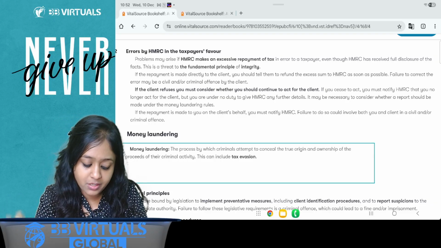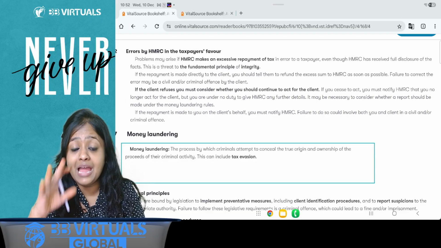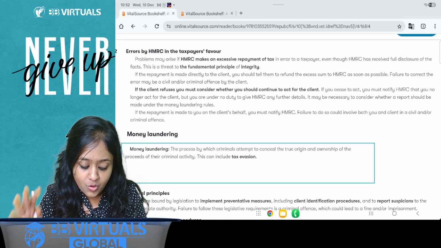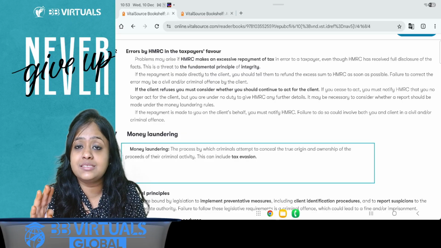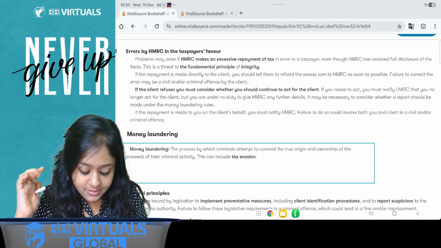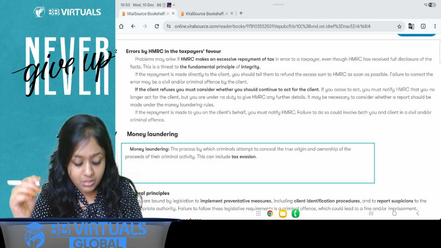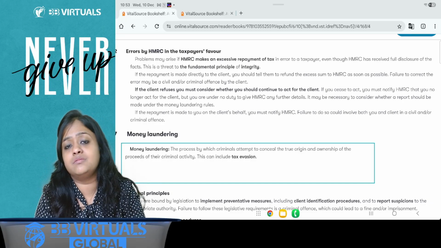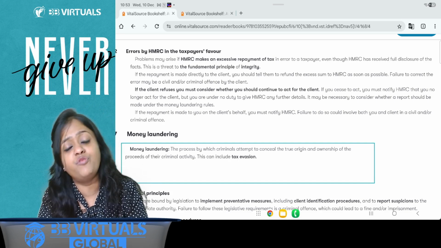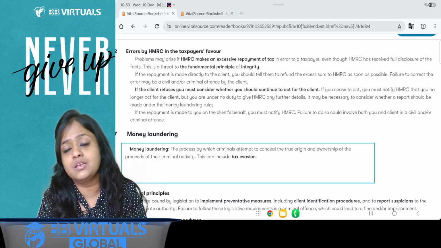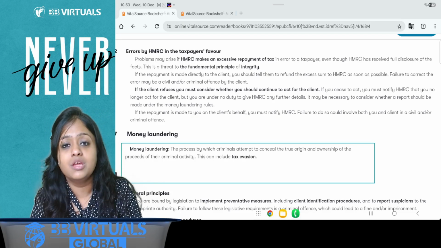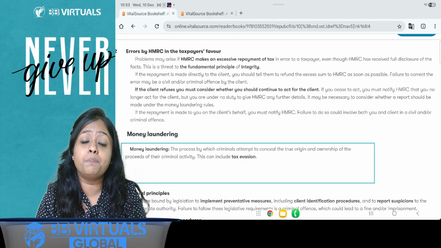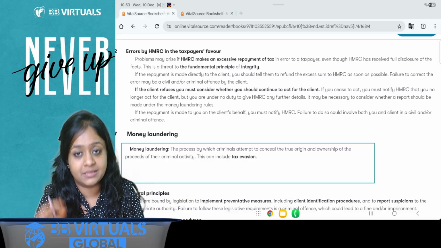But what if we don't return it back? Then as a tax practitioner, it's your duty to tell the client that look, you have to refund the excess sum to HMRC, otherwise it will be a criminal offense and you would be subject to criminal or even civil charges also. Okay, and then if the client still says no, I will not refund the money, then follow the same steps. Stop working for the client, inform HMRC, prepare a money laundering report. So these steps will also apply when there is a refund issue, and if there is an over repayment by HMRC and the return is not being made by the taxpayer.